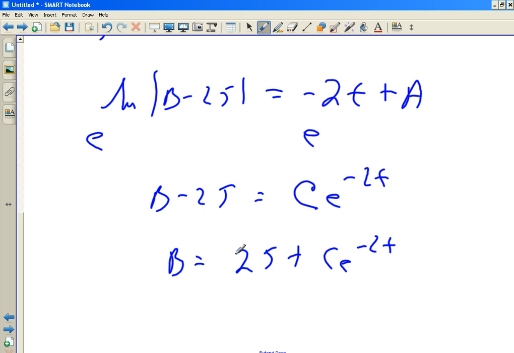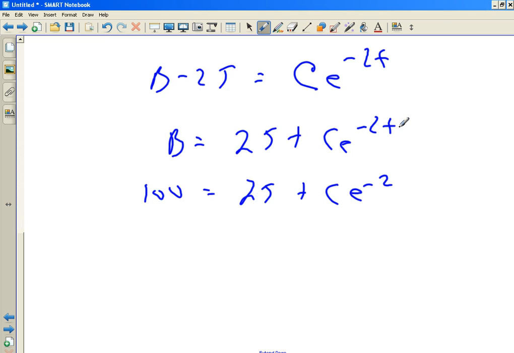But did they give you initial conditions here? B of 1 is 100. So b is 100 when t is 1, right? So e to the negative 2. Plugging in 1 for t, so it's 1 times negative 2 is negative 2. All right, can you get c alone? Subtract 25 and divide by e to the negative 2. But e to the negative 2 is already in the denominator, e to the 2, right? If you divide by e to the negative 2, it's like multiplying by e to the positive 2.